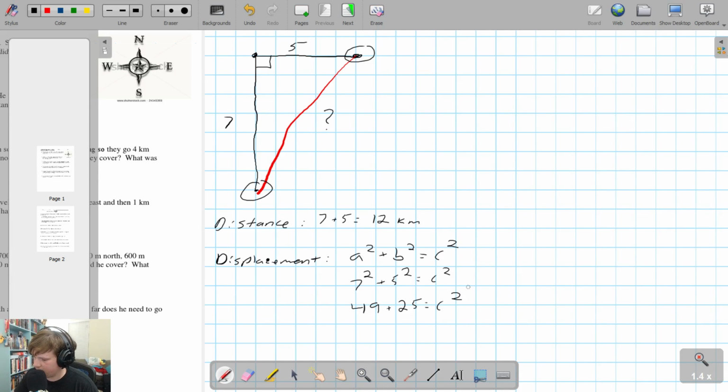49 plus 25 gives me 74, which is equal to c squared. And then for c, we take the square root of both sides. So we want to take the square root of 74, and it's 8.6. You're absolutely correct. So this one is easy because it's a very simple right triangle.